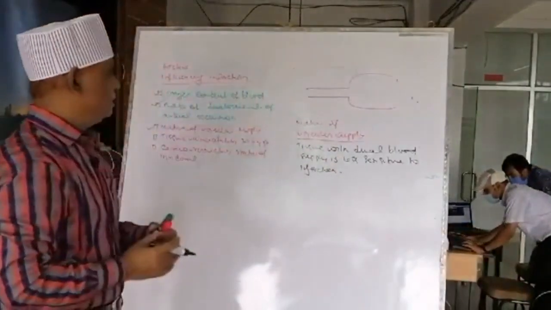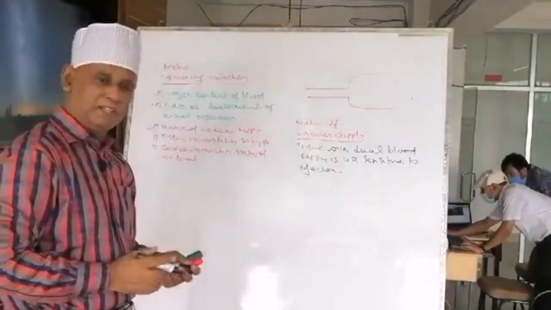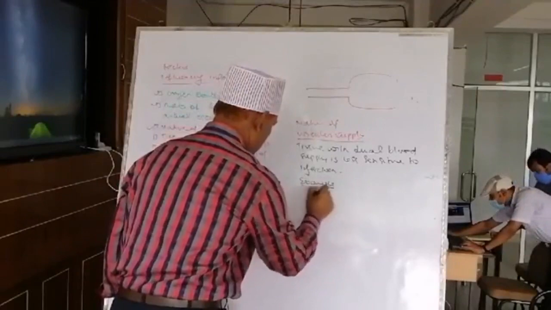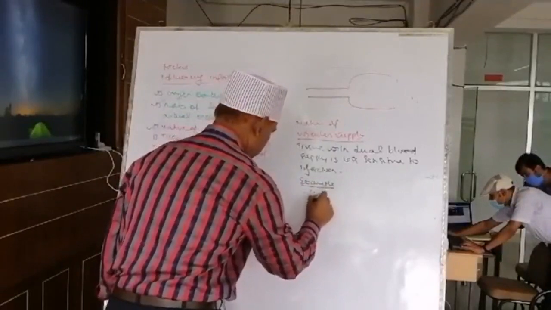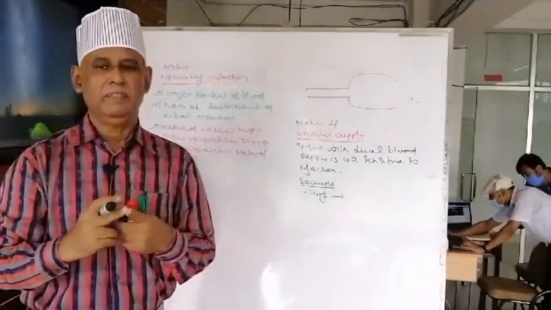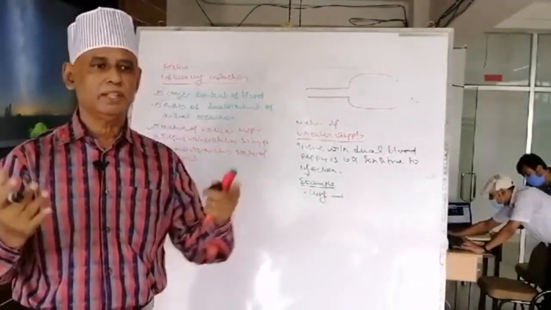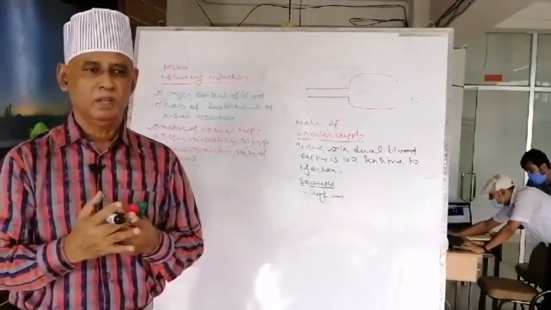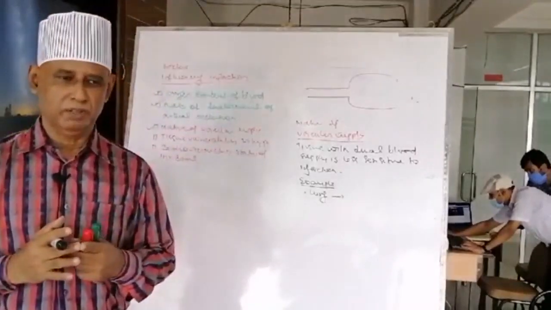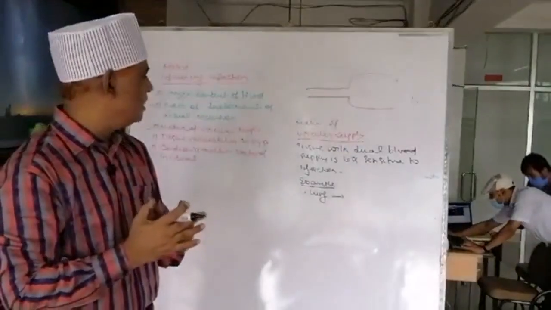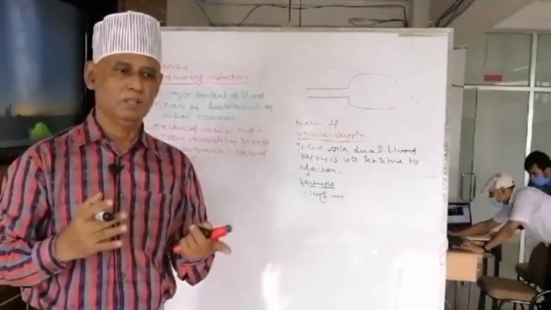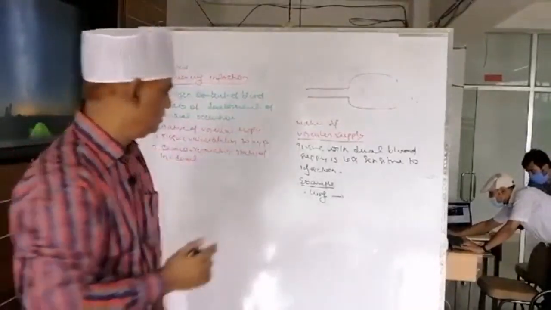Now come to examples of tissue with dual blood supply. One is the lung. In the lung there is pulmonary circulation and there is bronchial circulation. So there is dual blood supply in the lung, and there is less chance of infarction. The lung is less sensitive to infarction because of dual blood supply: one is pulmonary circulation, another is bronchial circulation.